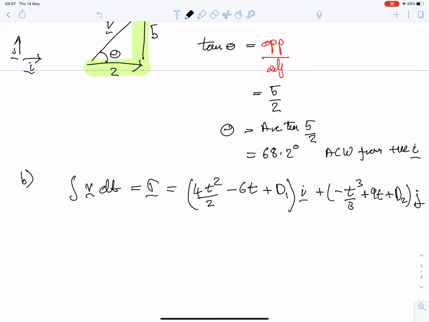Okay, so we've got a vector for r. Let's just tidy that up. 4 over 2 is 2, so we've got 2t squared minus 6t plus d1, lots of i, and plus -t cubed over 3 plus 9t plus d2, lots of j. That didn't tidy up very much, but it's just out of habit that we should be doing that kind of thing. Okay, so now the challenge is to find d1 and d2.